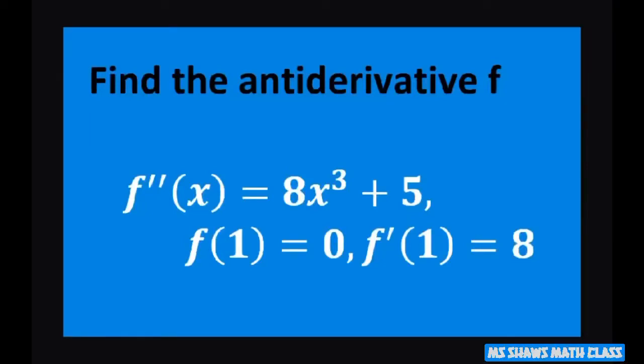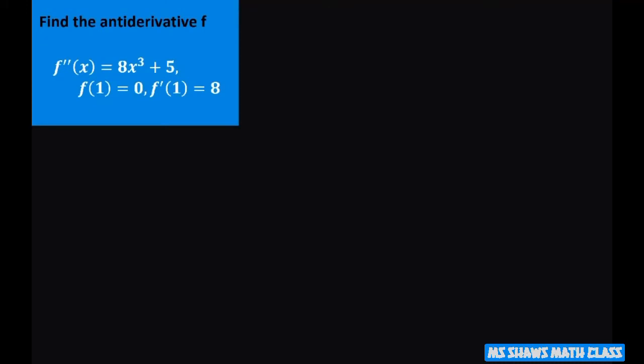One, we're going to find the antiderivative of f if we're given the second derivative of f, which is 8x cubed plus 5. Then we're going to find our constants using this information. So for the first one, we'll just find our first derivative by taking the antiderivative of our second derivative.